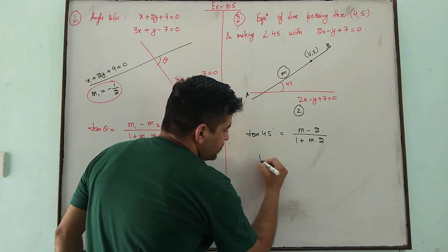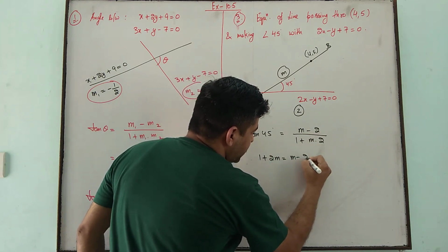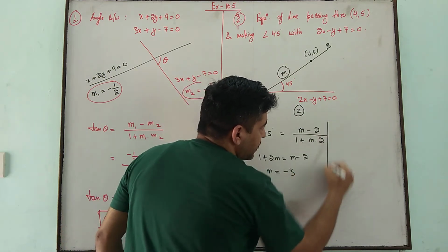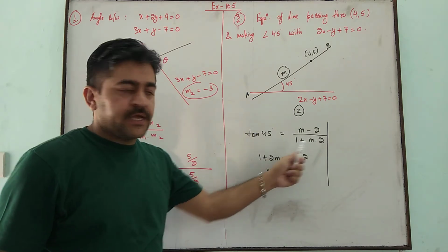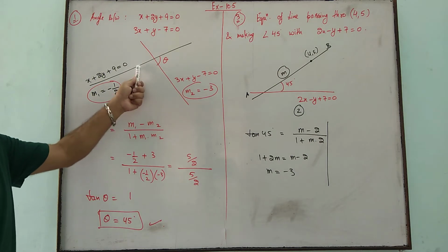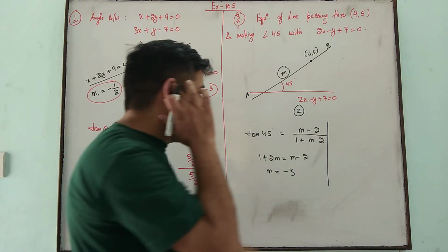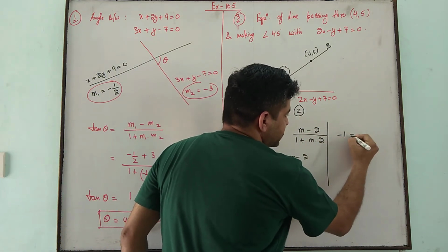Tan 45 is 1, so 1 plus 2m is equal to m minus 2. We got m is equal to minus 3. And see, it was with mod, right? Here we have not considered it, because one angle is 45, the other we can find using this. So we asked only one angle. Here you have to use the mod, so once take it positive and once negative.